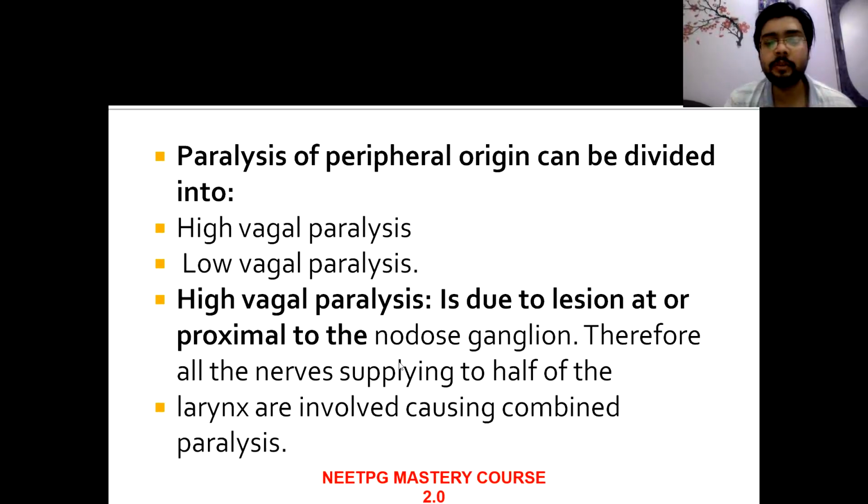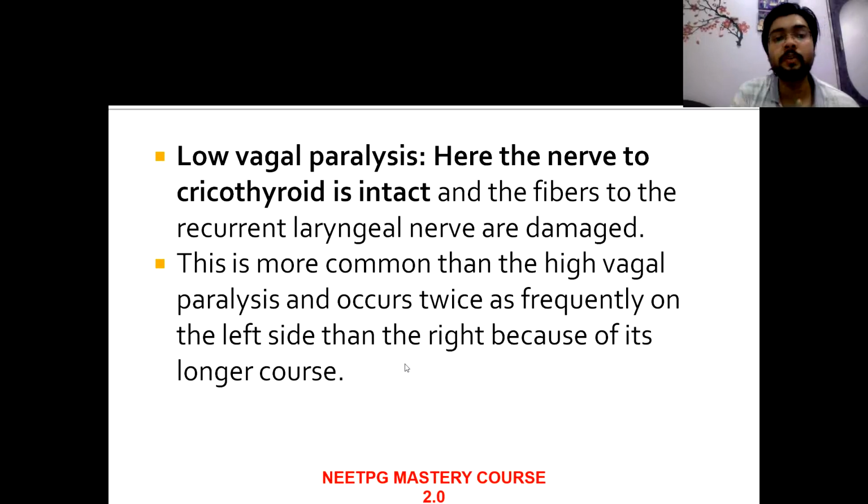High vagal palsy is due to a lesion which is proximal to the nodose ganglion. Now, what do I mean by this, proximal to the nodose ganglion? Here, all the nerves supplying half of the larynx will be involved, causing combined paralysis of half. And what will be caused by the low vagal palsy? In low vagal palsy, the recurrent laryngeal nerve will be damaged, but the superior laryngeal nerve will be preserved, and that is why cricothyroid will be preserved in low vagal palsy, because superior laryngeal nerve has already taken its branch from the vagus, so it is preserved.